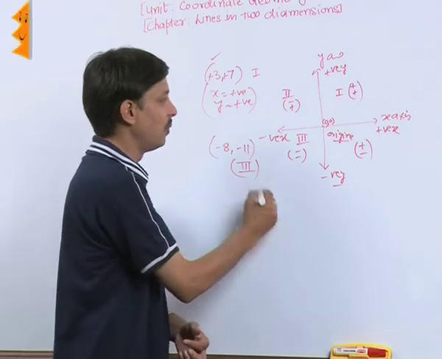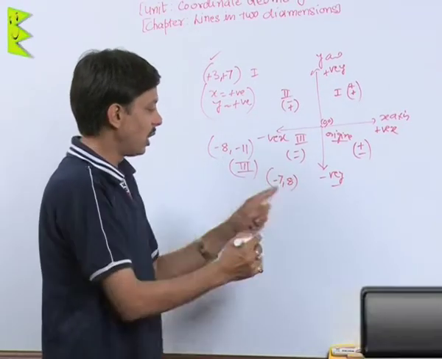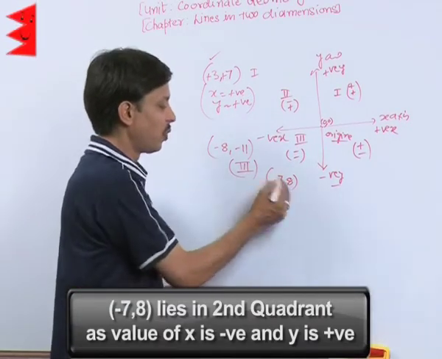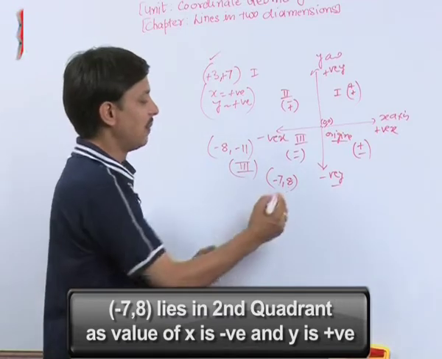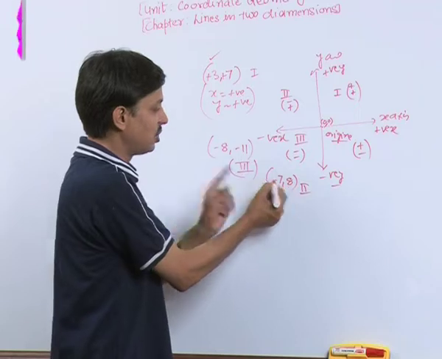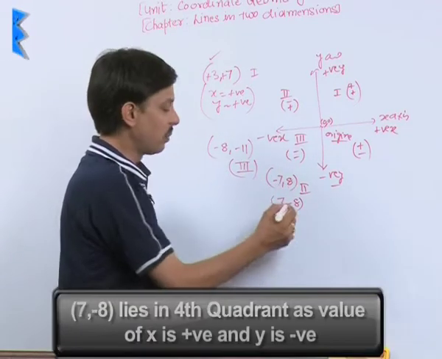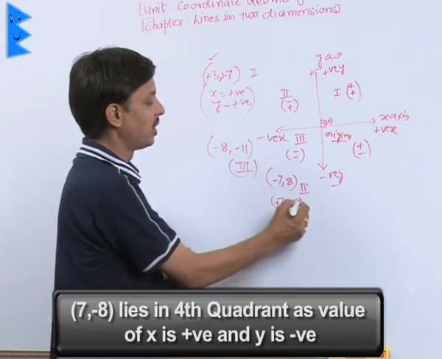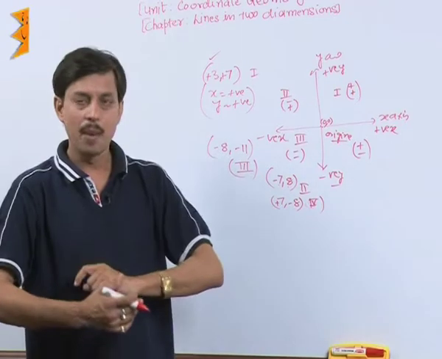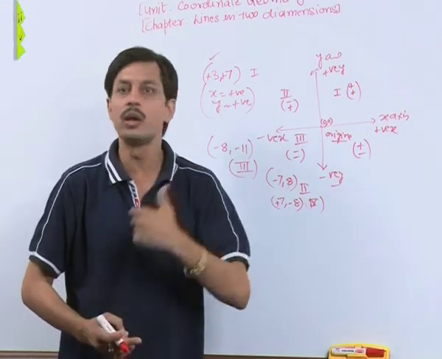Similarly, if we give you one point, suppose -7, 8. Here x is negative, y is positive, meaning this lies in the second quadrant. Suppose I swap the coordinates, that is 7, -8. It means x is positive, y is negative. This lies in the fourth quadrant.